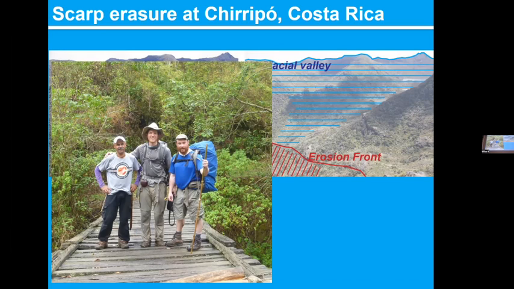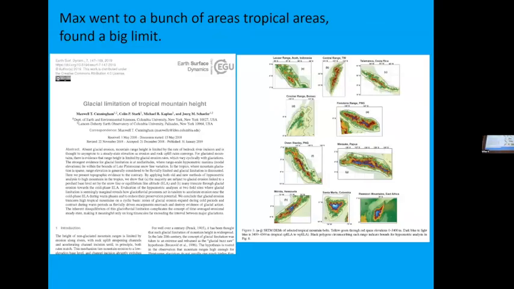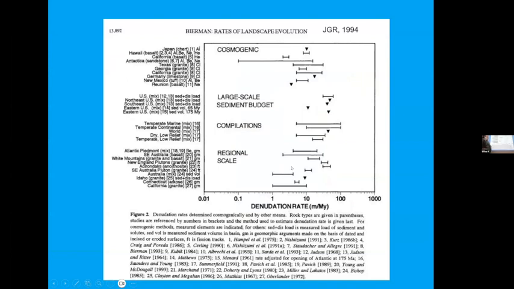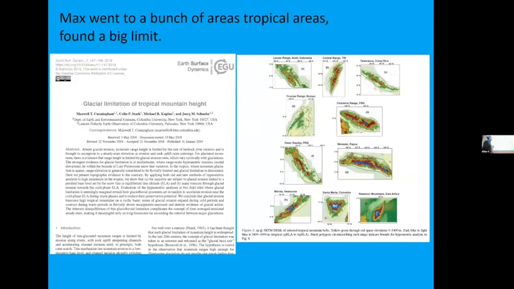That's Max in the middle. So what Max did, that's just Costa Rica, which is the second area we've been working in. In this paper, he looked at all these different mountain ranges around the world. The upper left one is Indonesia, then Taiwan, Costa Rica, which I just showed you, Borneo, Papua New Guinea, Venezuela, Colombia, and East Africa. 10 different mountain ranges all around the world.